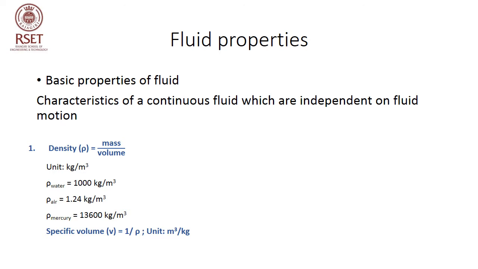Now once we know density, the reverse of that is the next important property called specific volume. Specific volume is the ratio of volume per unit mass. Volume per unit mass is defined as specific volume, which is actually the inverse of the density. So the unit of specific volume is meter cube per kilogram.